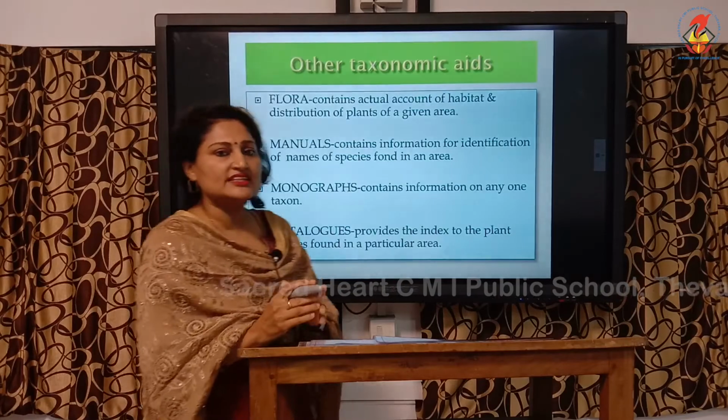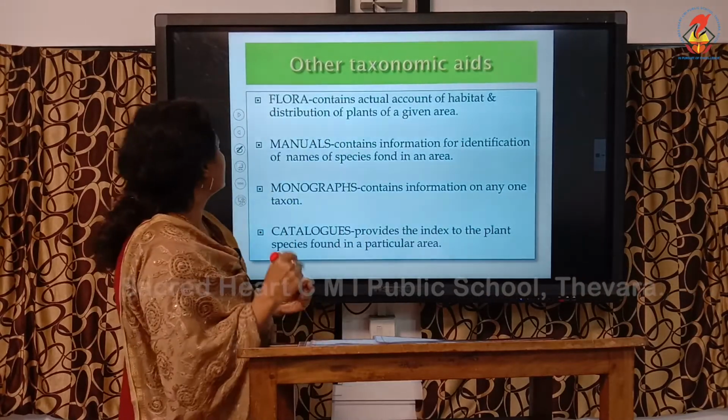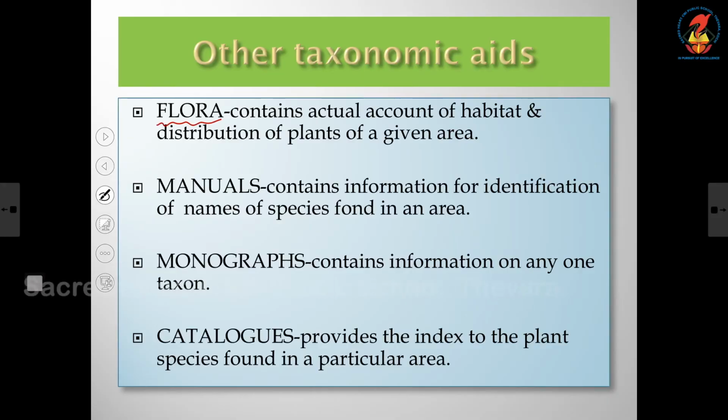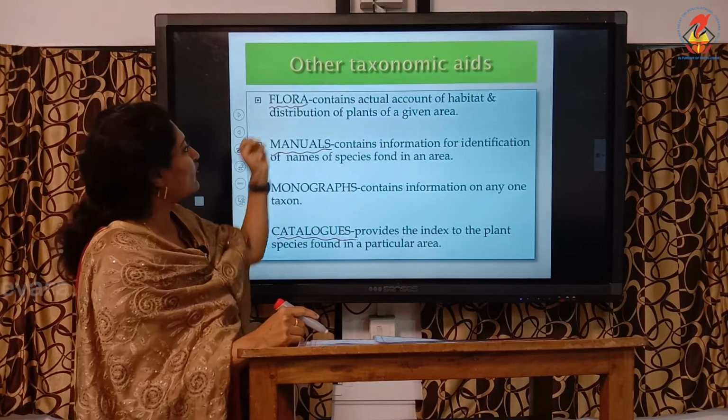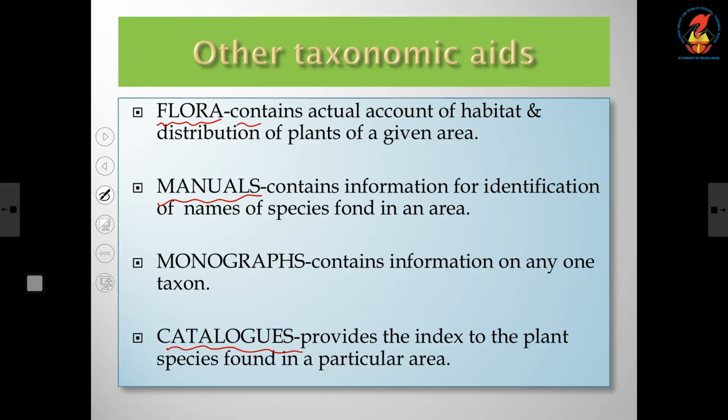Next, besides all these, we have other taxonomical aids, namely flora, manuals and catalogs. Why I highlighted these three is that each is of a particular area. For example, what is flora? It contains actual information on the habit and distribution of plants of a given area.